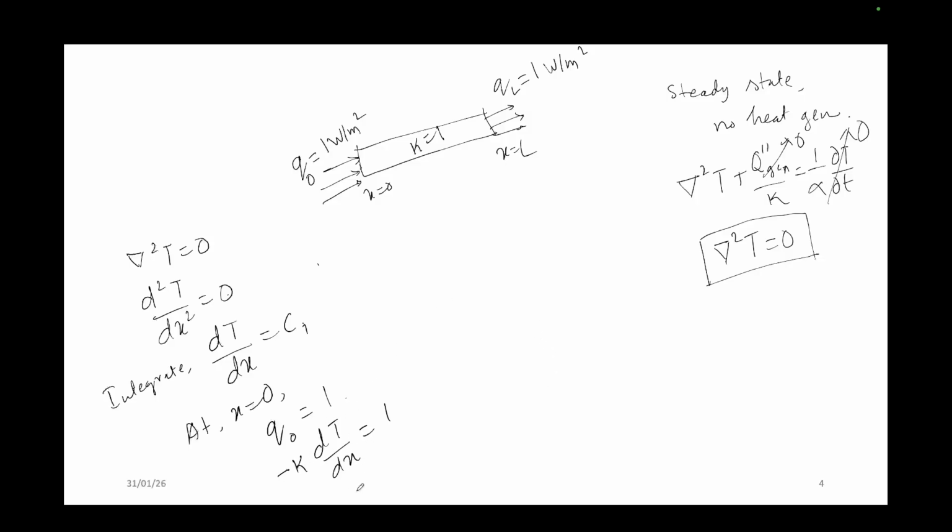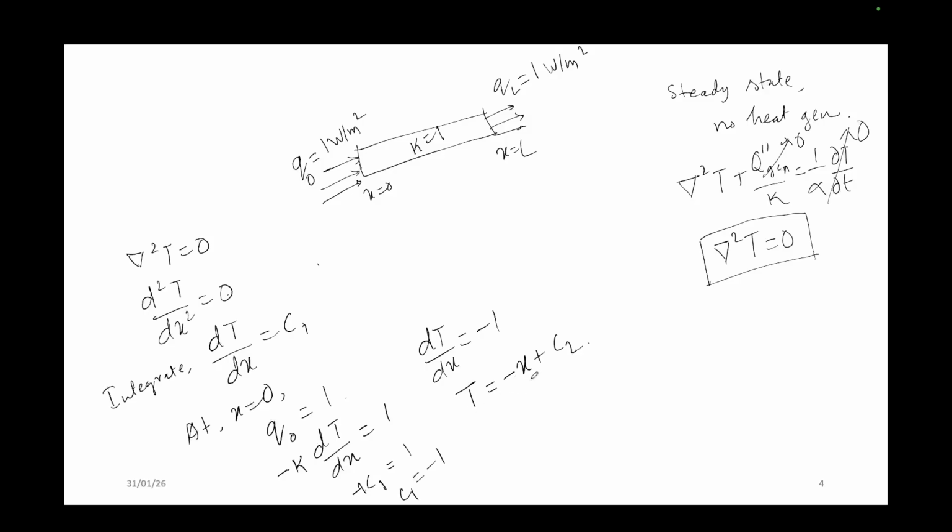Okay, so basically I can write minus 1 into c1 equal to 1. So c1 is minus 1, right? So what I will get here, del T del x is minus 1. So again if I integrate it, what I will get, T is minus x plus c2. Okay, so now you need a boundary condition to solve.